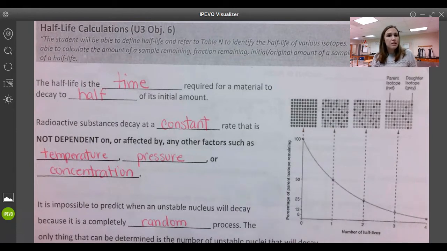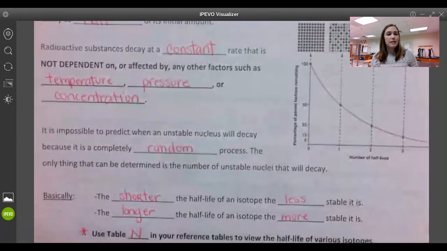So radioactive substances decay at a constant rate. So their half-life is constant. It is not changed or impacted by temperature, pressure, concentration, anything in the environment, which is why we can use it to radioactively date different materials.